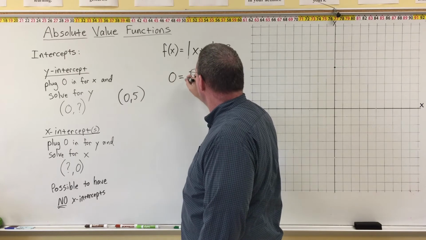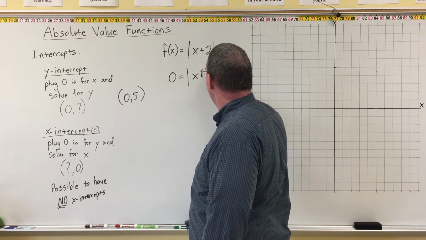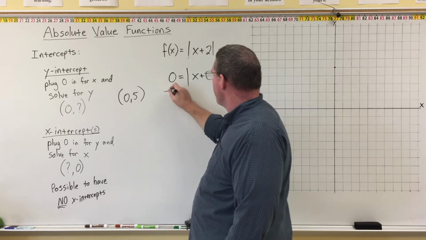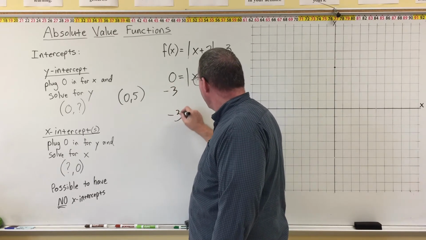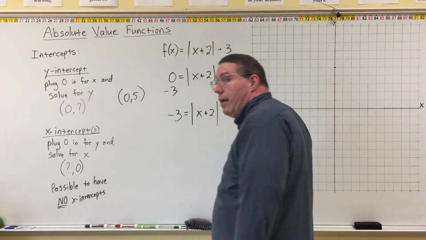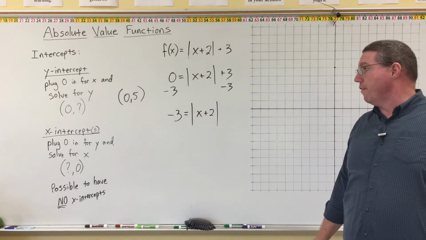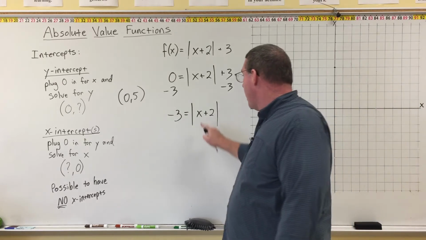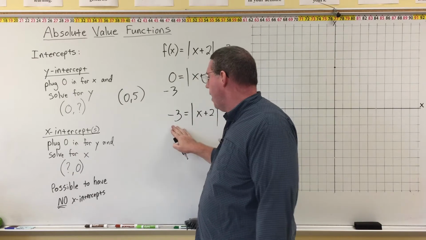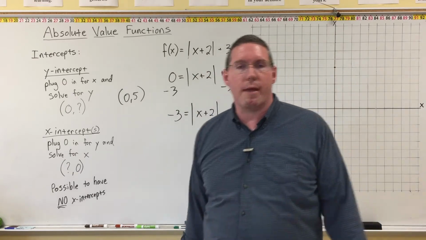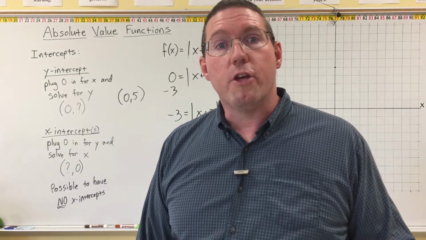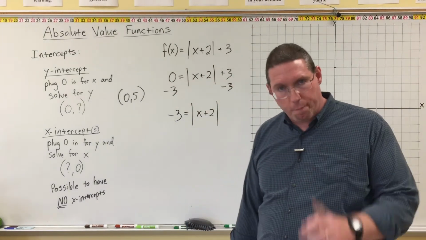So 0 equals the absolute value of x plus 2 plus 3. First thing we're going to do is subtract 3 from both sides, and we get negative 3 is equal to the absolute value of x plus 2. Now, if you continued solving from here, if you set x plus 2 equal to negative 3, and then set x plus 2 equal to positive 3, you came up with some answers, but those answers are wrong, okay? Because you didn't notice something that you were supposed to notice.